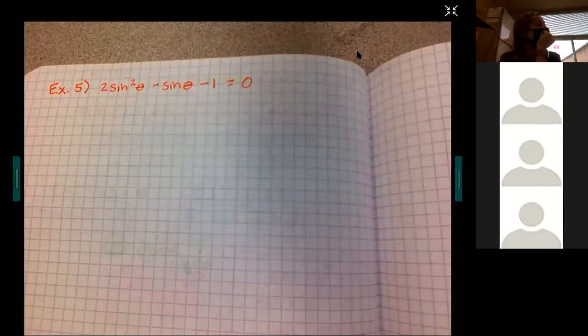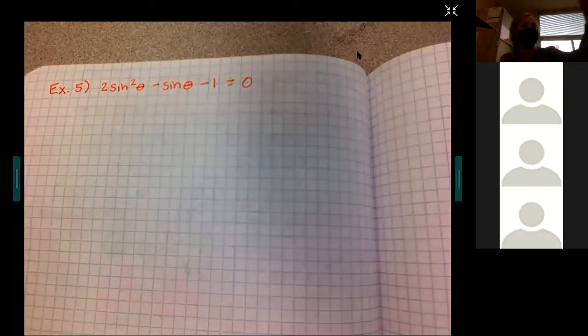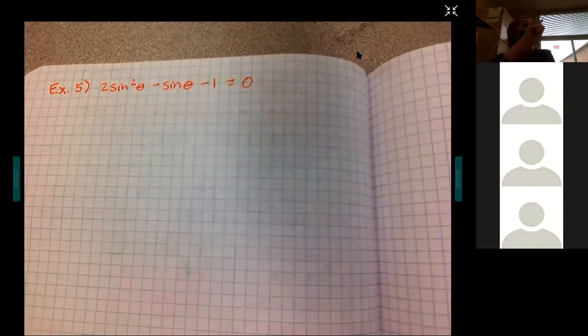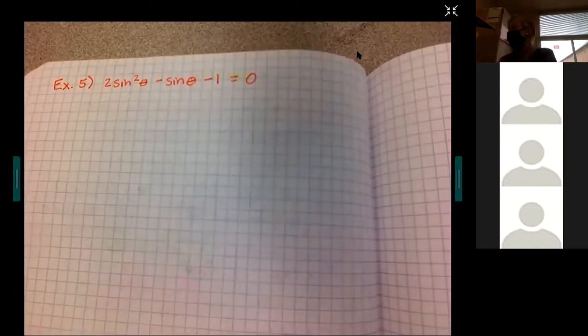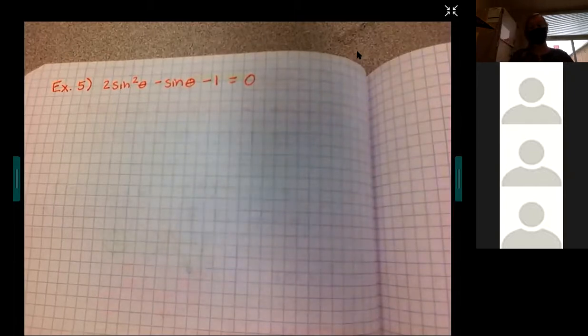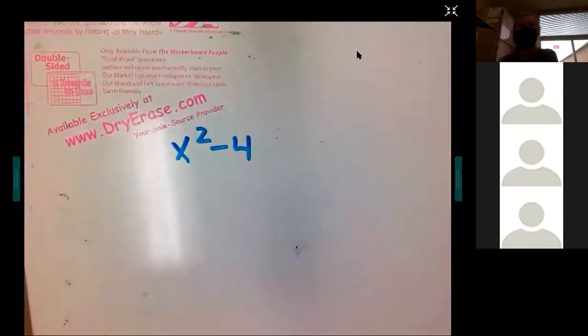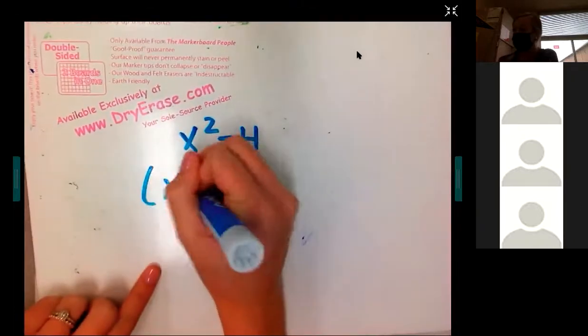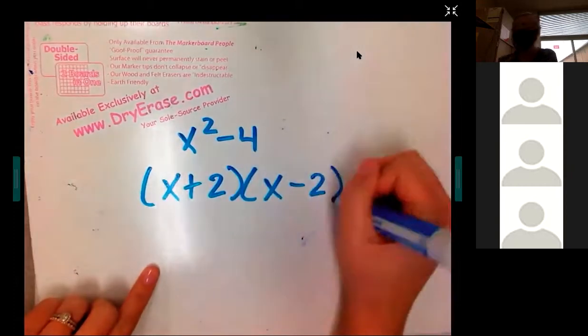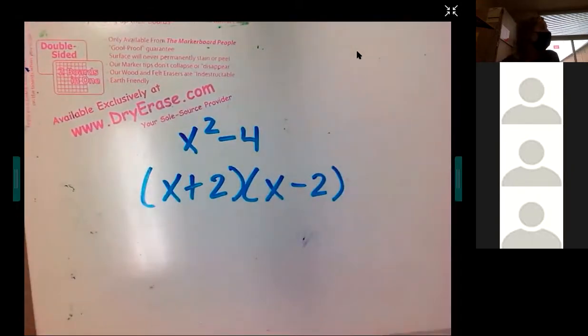All right, does everybody agree with this one, that it is a trig equation, but it looks like a quadratic? How do we solve quadratics? The most efficient way, the fastest way, is to factor. So, one more time, factoring. Let's just do a review, actually, because y'all are about to see some of these, and I'm going to be so upset if y'all can't factor. How does x squared minus 4 factor? Good job, y'all. X plus 2, x minus 2. Do y'all remember from Math 1 what that's called?